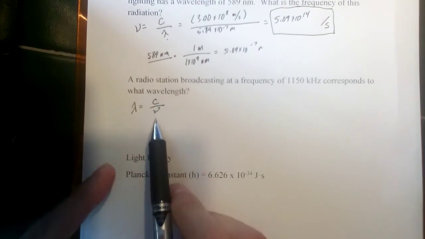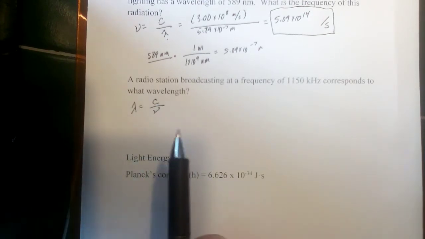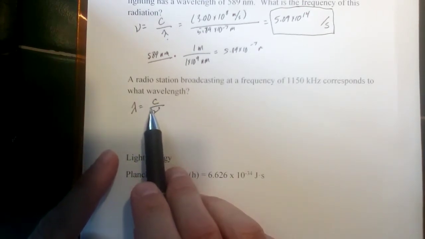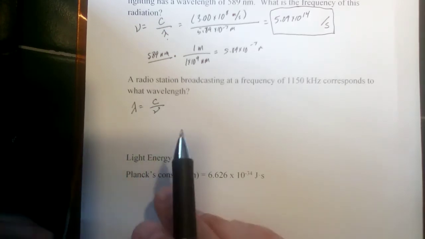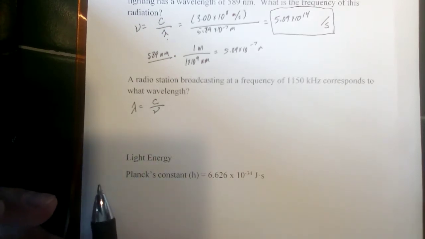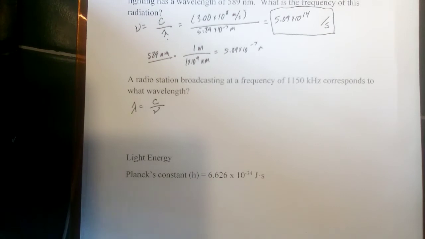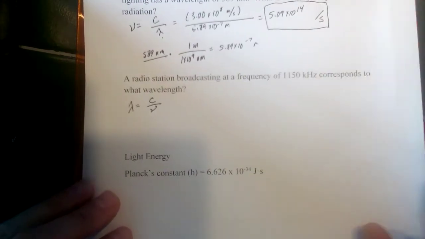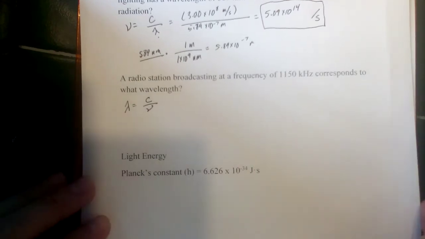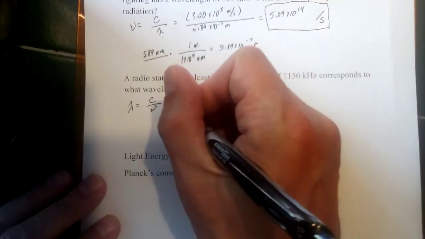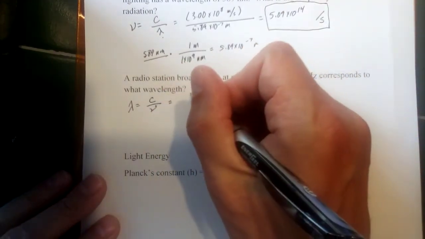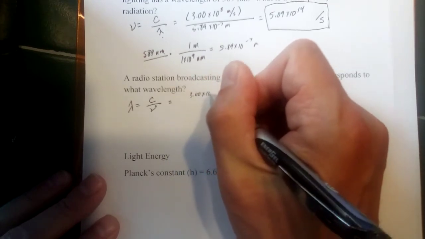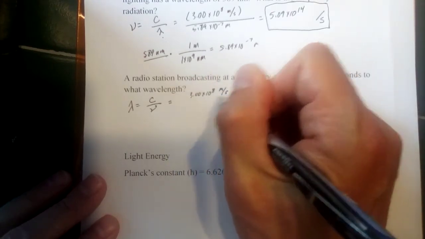Now, similar to the problem we just did, if we plug in the speed of light, the time unit in there is per second. So that matches with hertz. Hertz is per second. A kilohertz doesn't quite cancel out with a hertz, so we do have to do a little unit manipulation before we can plug in and solve. The speed of light is the same, 3 times 10 to the 8th meters per second.